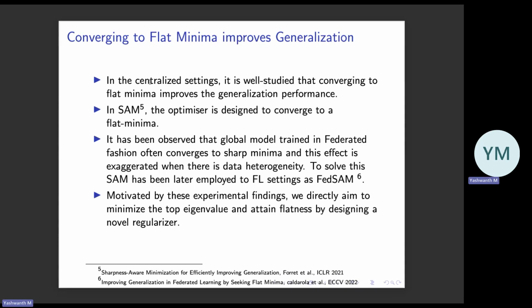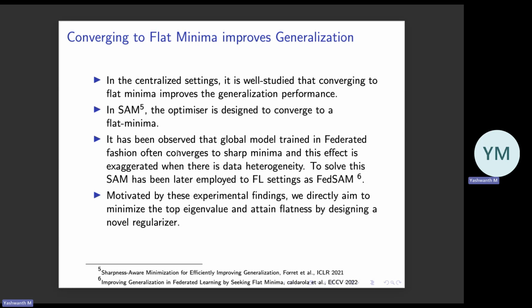In centralized settings, it is well studied that converging to a flat minima improves the generalization performance. Sharpness-aware minimization techniques have been proposed to converge to a flat minima in the centralized setting. It has also been observed that a global model trained in a federated fashion often converges to sharp minima, and this effect is exaggerated when there is data heterogeneity. To solve this, SAM has later been employed in FL settings in works such as FedSAM.